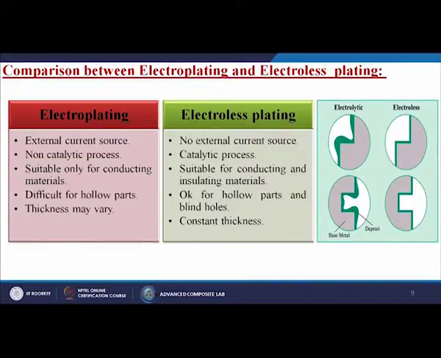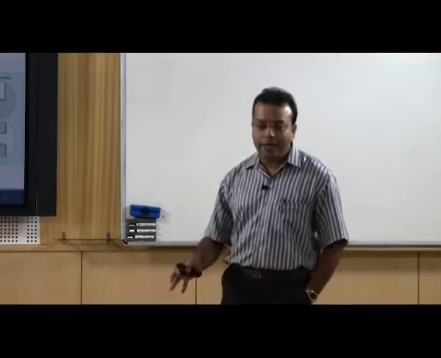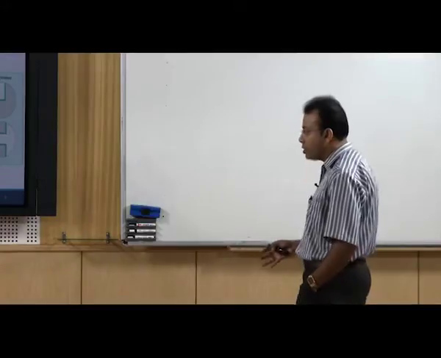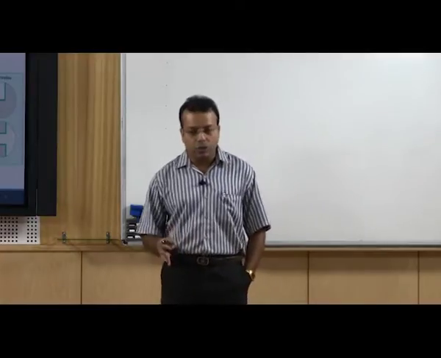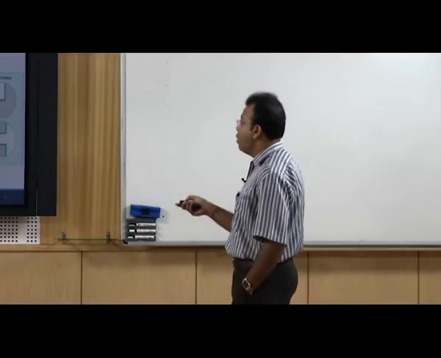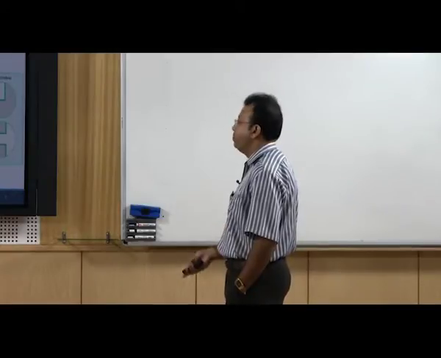For electroless plating, no external current source is used, it is a catalytic process, suitable for conducting and insulating materials, okay for hollow parts and blind holes, with constant thickness. So, these are the thicknesses that we achieve by the electrolytic process and the electroless process. In the grey color it is showing the base metals, and the green one is showing the deposition of the material. From this figure you can see that for the electrolytic reactions we are not getting a homogeneous thickness on the substrate itself, but for the electroless techniques we are getting a homogeneous thickness on our substrate material.